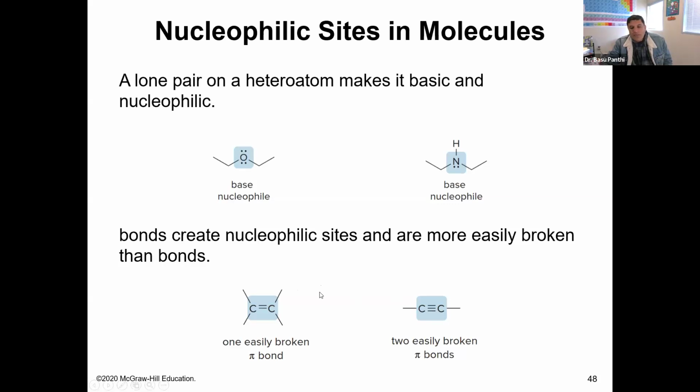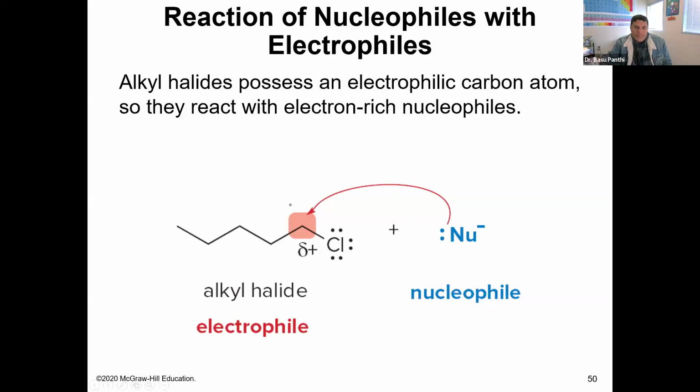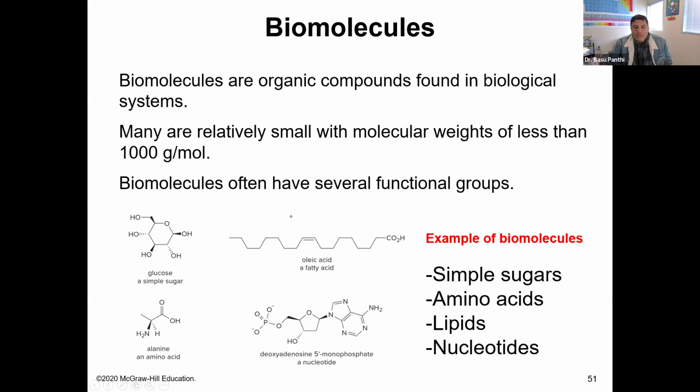Okay. If you have double or triple bonds, they are easy to break, so they are more reactive. The reaction is always from nucleophile to electrophile, and don't confuse the arrow: always from electron rich to electron deficient, not the other way, always this side, nucleophile to electrophile.